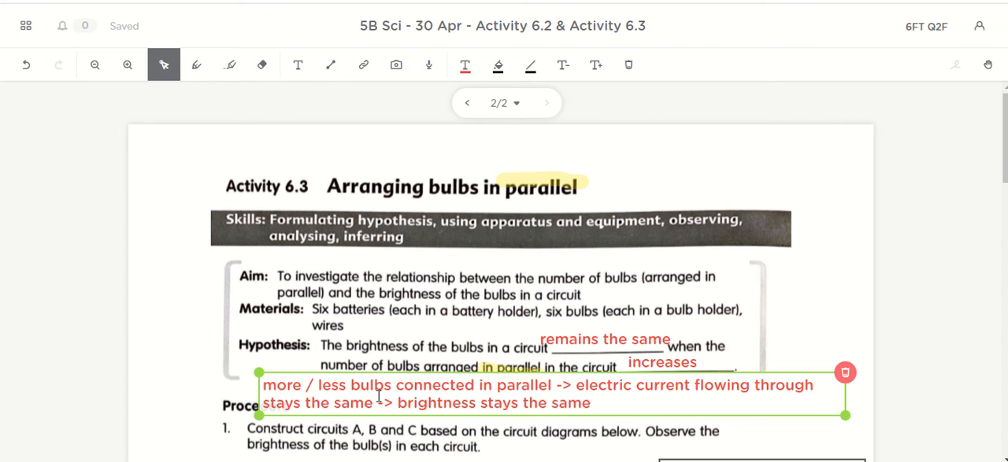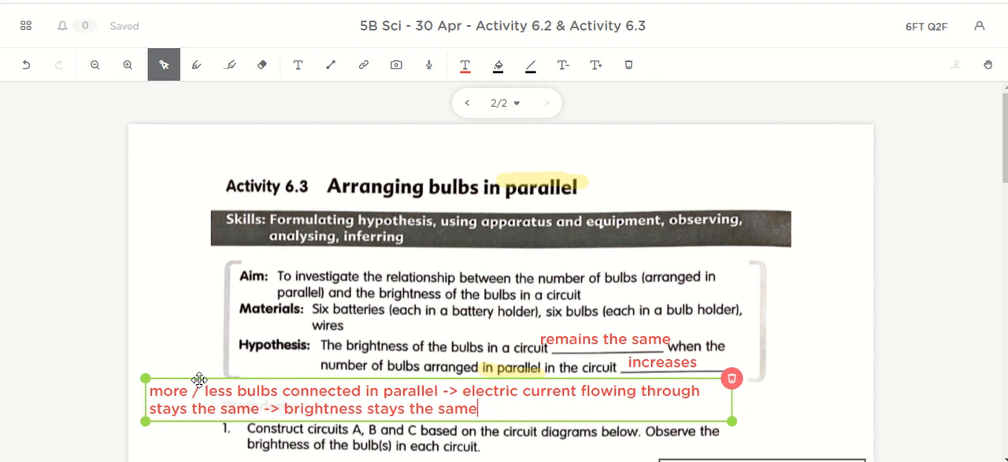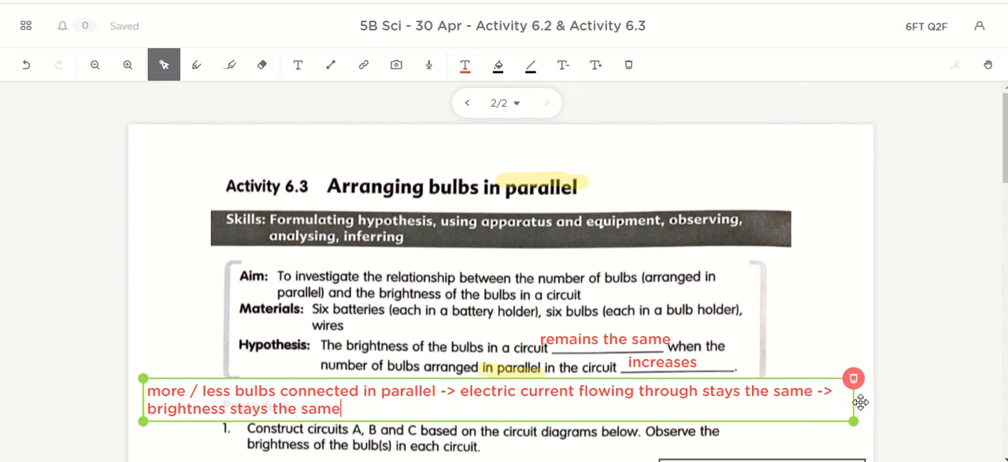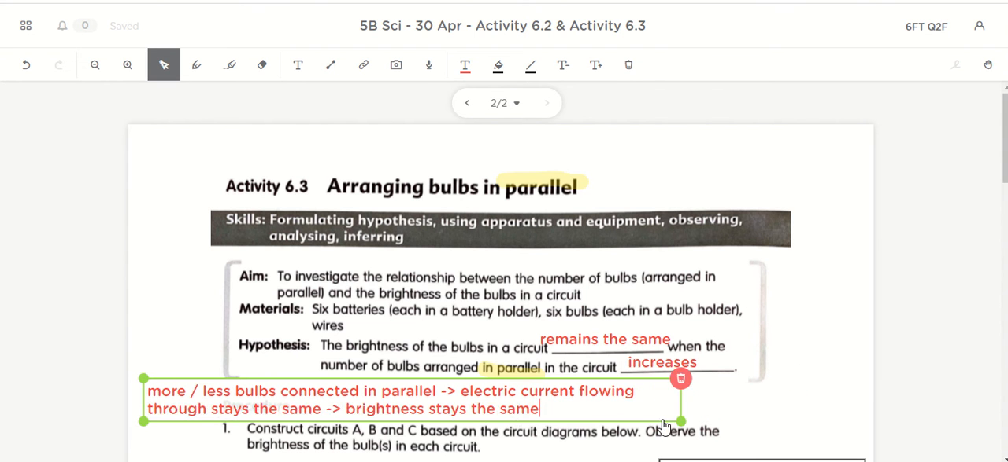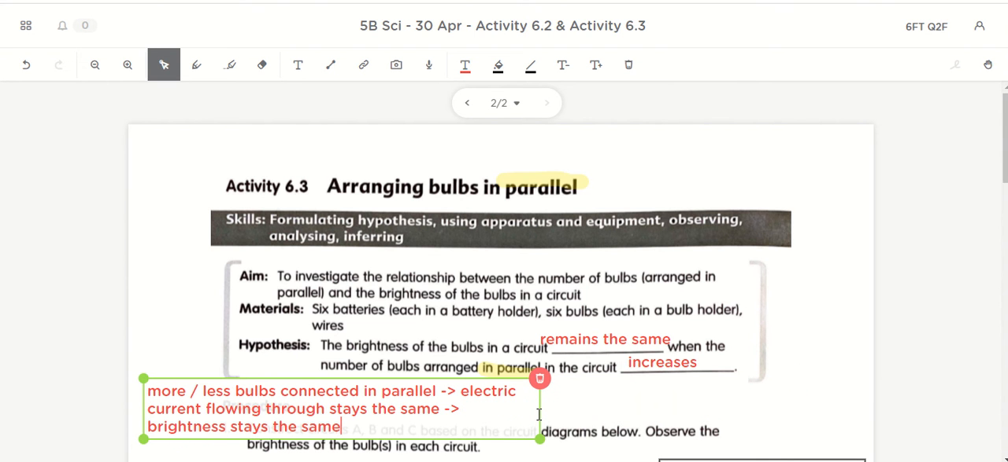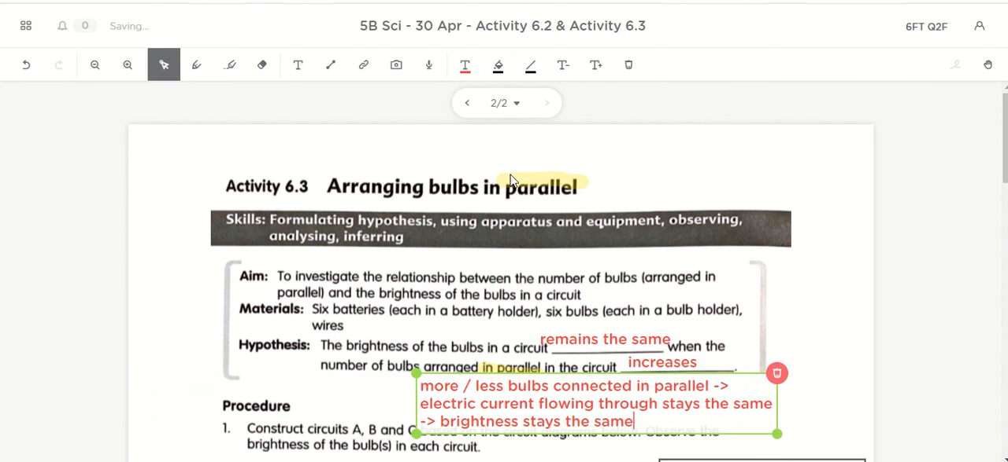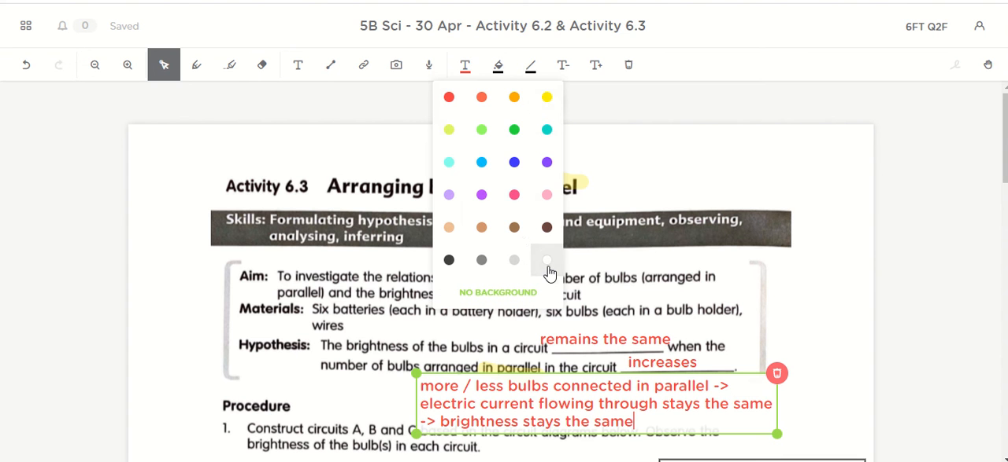Okay, let's try to squeeze it to one single line. I think it's a bit difficult, but the idea is here. Okay, never mind, I think we just break it up like this. Okay, will be better. Let me just make sure it's white at the back.